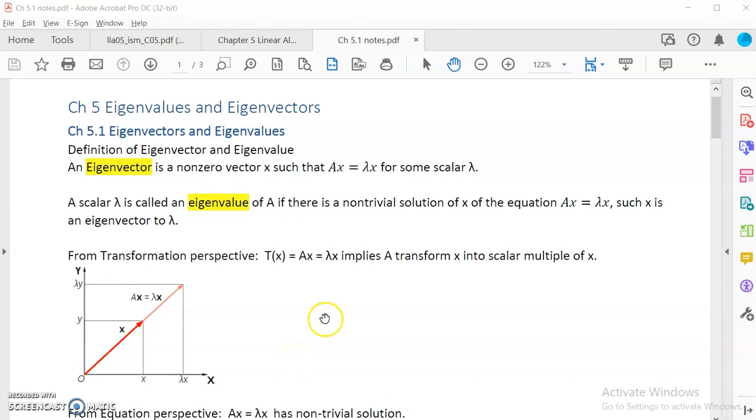Hello, linear algebra student. This video is for chapter 5.1, Eigenvectors and Eigenvalues. So what is this about? Let's talk about these new terms.